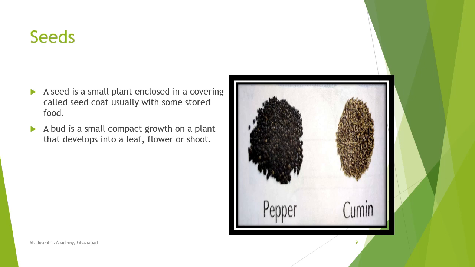Some plants are used as the bud also. A bud is a small compact growth on a plant that develops into a leaf, flower or shoot, like clove.